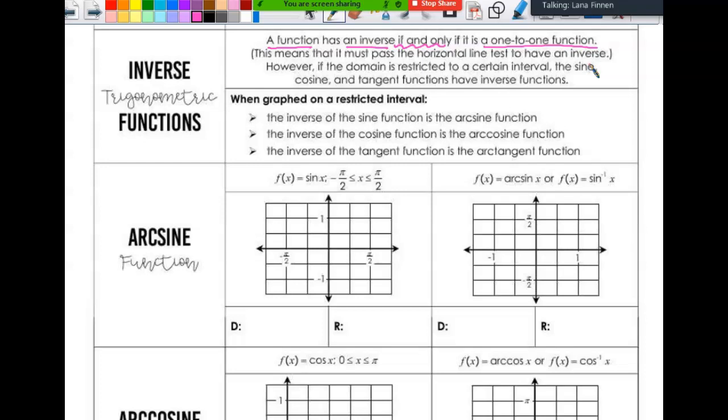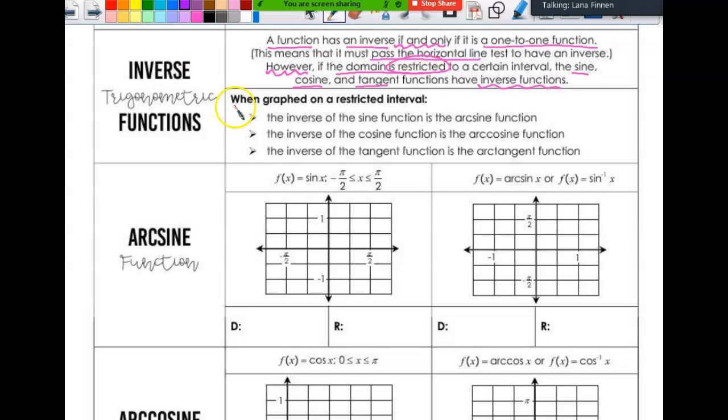So are there any trig functions that we've graphed so far that would pass the horizontal line test? They all fail them pretty miserably, right? So as they are, they're not going to have inverses. So this means it must pass the horizontal line test. However, if the domain is restricted, which is what we're going to do, to a certain interval, the sine, cosine, and tangent functions have inverse functions.